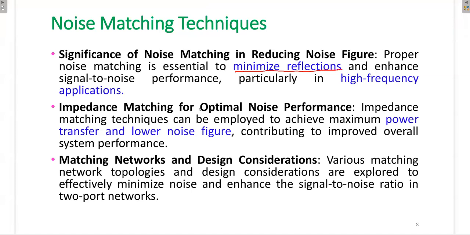Then impedance matching for optimal noise performance. Impedance matching technique can be employed to achieve the maximum power transfer. We know that matching is generally used to achieve the maximum power transfer along the line. And then we also try to reduce the noise so that the noise figure will be very minimum. That means lowest noise figure, so that the overall performance of the system will be improved. So for a better system, the noise figure should be very low. That means if the system adds very less noise, it will produce a very less noise figure. If the system adds more noise, the noise figure will be more.